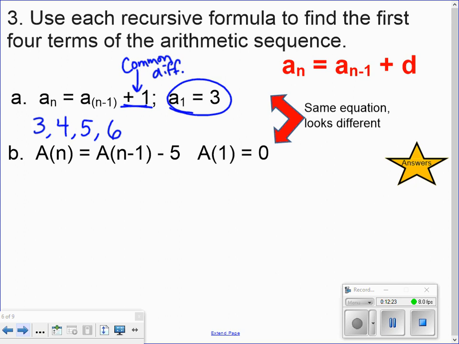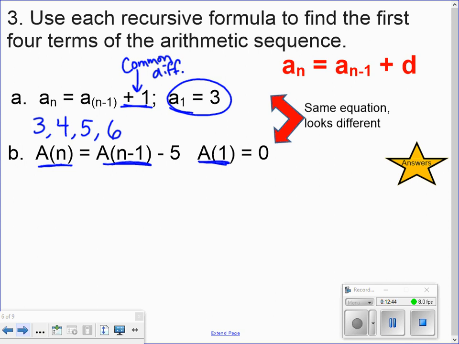Now, you may be wondering, okay, why does this equation down here look different than my equation up at the top? They're the same equation. One is written in sequence notation, and this other one is written in function notation, which we've looked at in previous lessons. So let's look at this one.